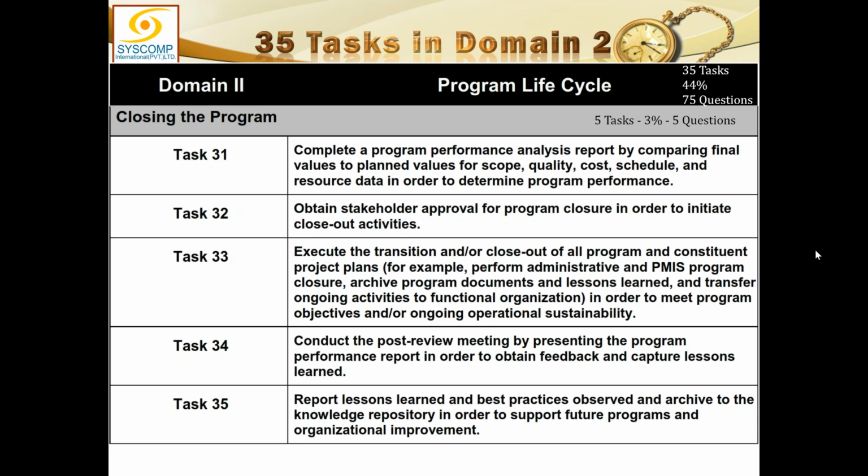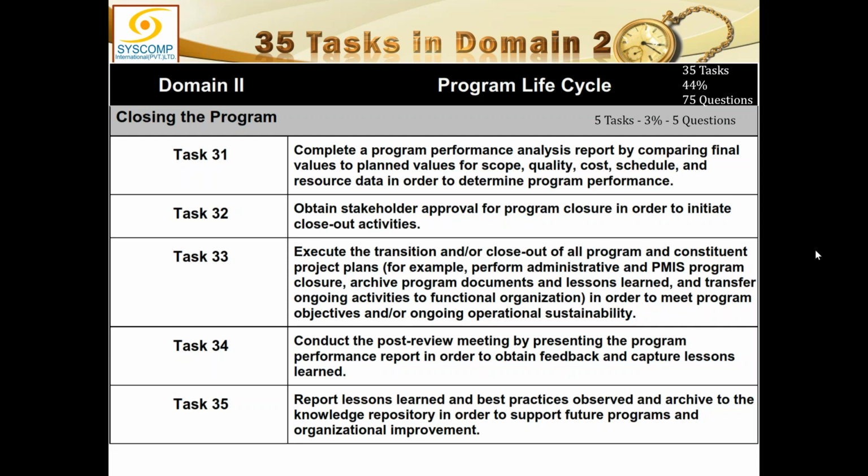Task 31 is complete a program performance analysis report by comparing final values to planned values for scope, quality, cost, schedule, and resource data in order to determine program performance. Well, if it was a project, then we would have been going for all the 10 knowledge areas. Here, we are concerned about the scope, time, cost, quality, and resources.